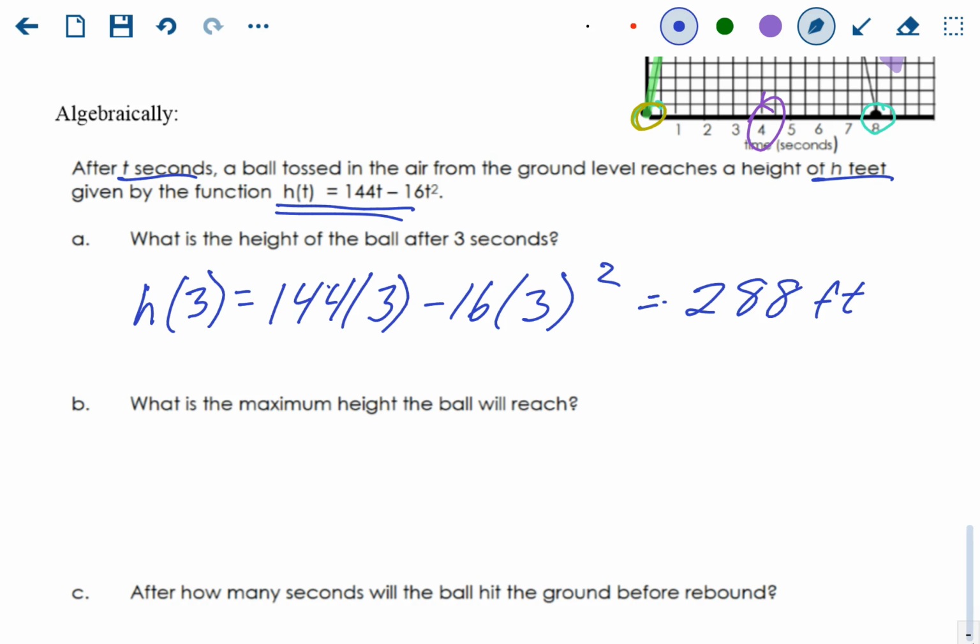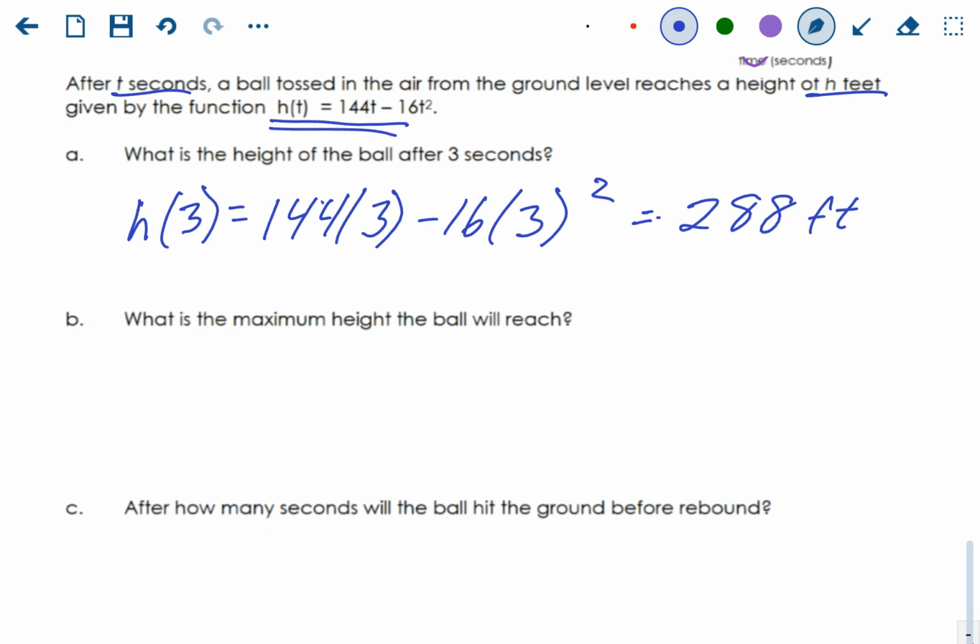Part B, what's the maximum height the ball will reach? Now remember, maximum height is always going to be the vertex. So we have to find the vertex. The question is asking for the what, but before we find the what, we have to find the when. We have to figure out the x value of the vertex. Remember the formula for that. It's the opposite of b over 2a.